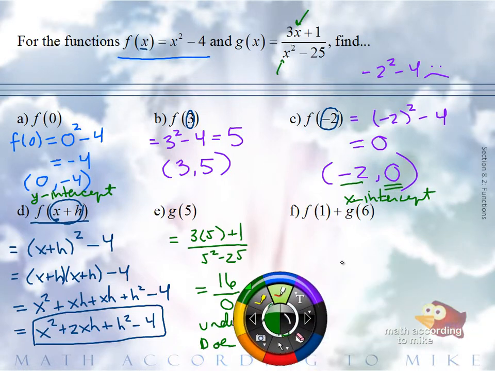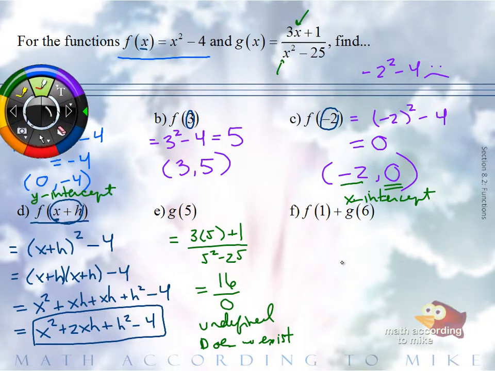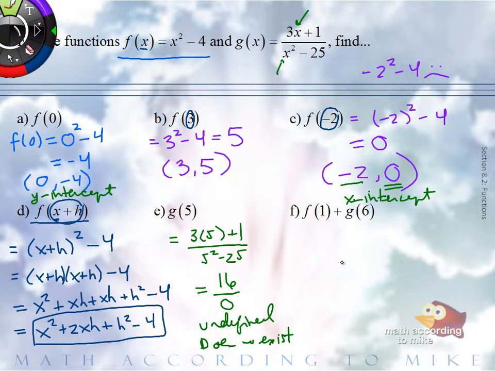Okay, F. What's f of 1? One squared minus 4. That's f of 1. Plus g of 6. 3 times 6 plus 1 over 6 squared minus 25. So notice the problem is telling you what function to use. f of 1, you go to function f, plug in 1. g of 6, you go to function g, plug in 6.